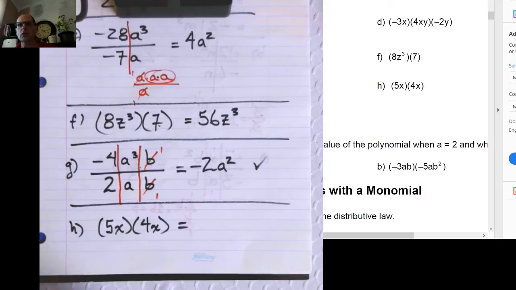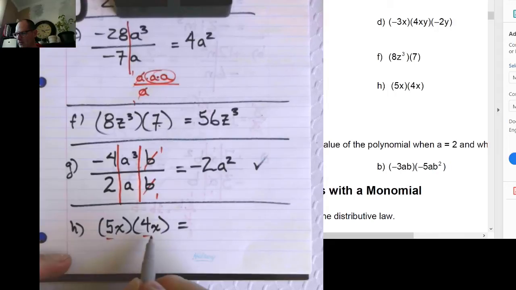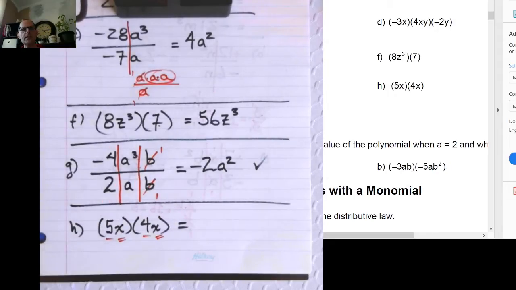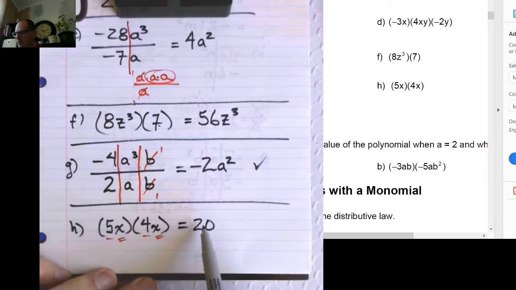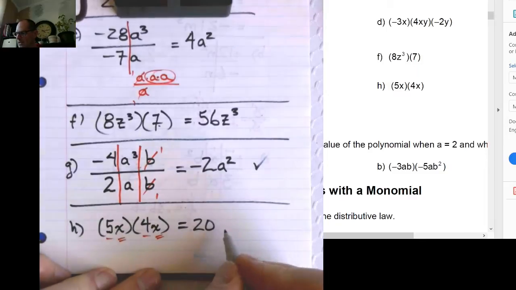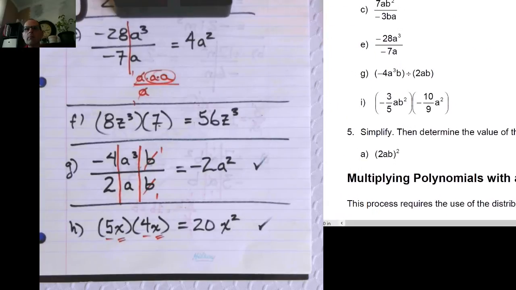Next one, H. Again, really straightforward here. Not as simple as F, I suppose, but pretty straightforward. We worry about the number parts, the 5 and the 4, and then we worry about the letter parts, the X's. So 5 times 4 is just 20. So we put those two together, gives us 20, and X times X is X squared, and that one is done. Really pretty straightforward question there. Nice easy one.